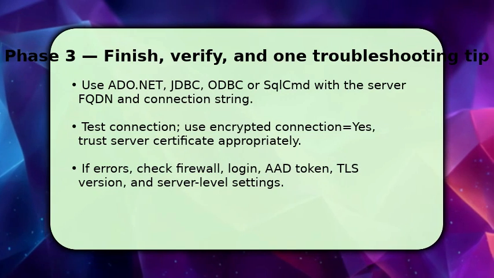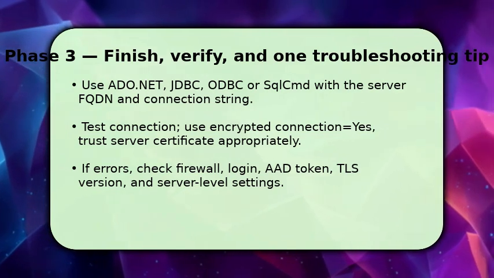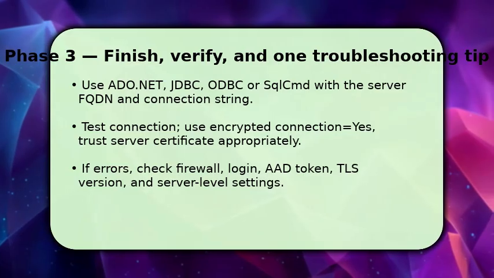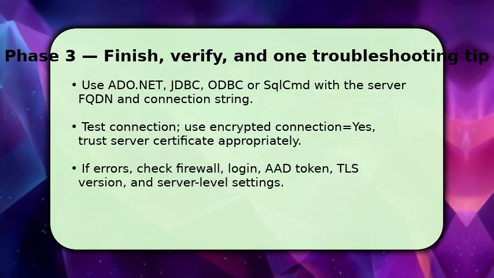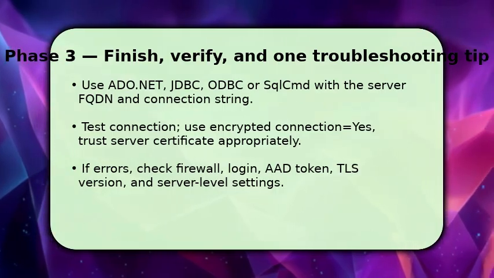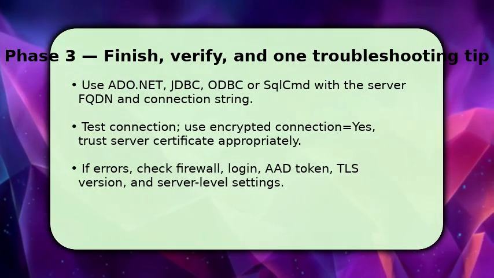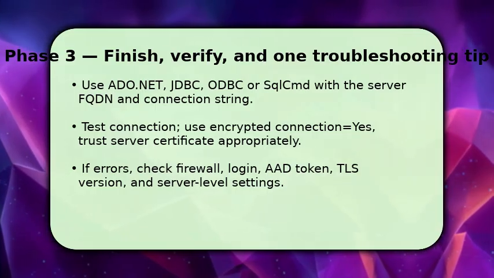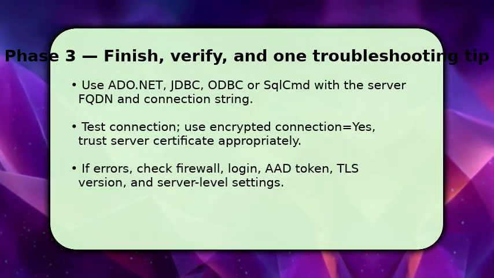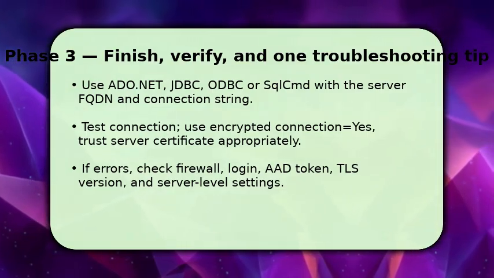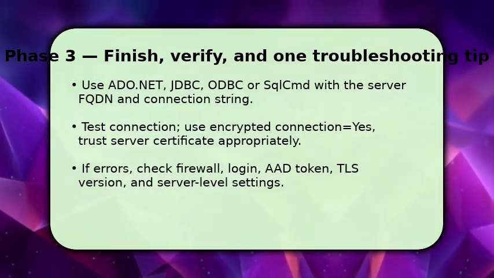Finally, connect your client. Use .NET, JDBC, ODBC, or SQLCMD with the server FQDN and the provided connection string. Include Encrypt=true and the correct auth method. Test the connection from the intended host. If it fails, verify firewall rules and that the admin login or Azure AD token is valid. Also confirm TLS version compatibility and that the database is online.